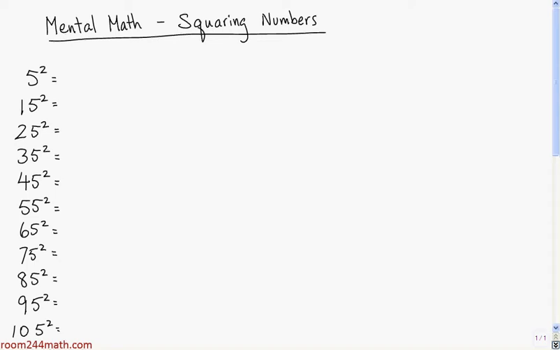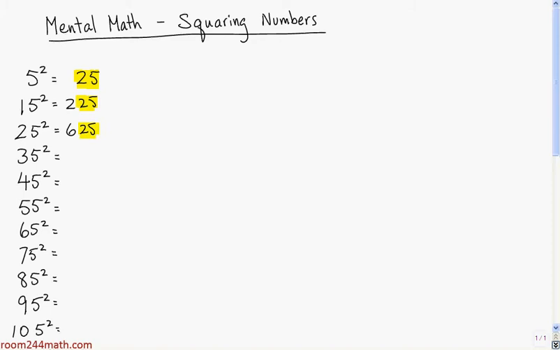Squaring numbers is something that can be done reasonably easily in your head. And the first pattern we'll look at is squaring numbers that end in 5. So the first few, hopefully you know. The rest, we're going to see if we can find a pattern. 5 squared is 25. 15 squared is 225. 25 squared is 625. Now, even at this stage, you'll probably notice that they all end in 25.